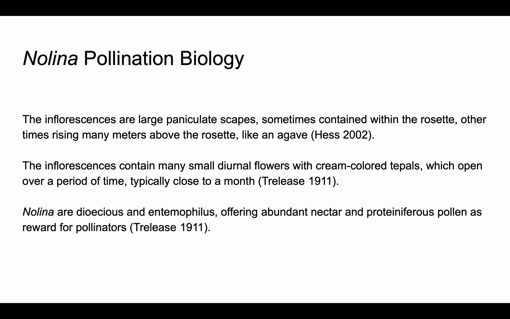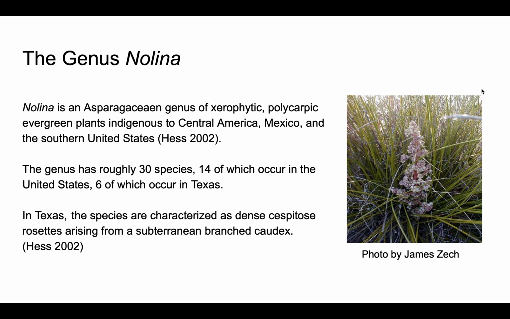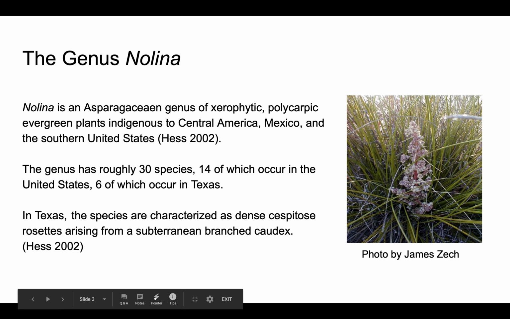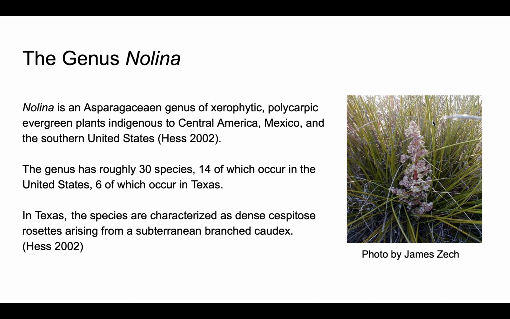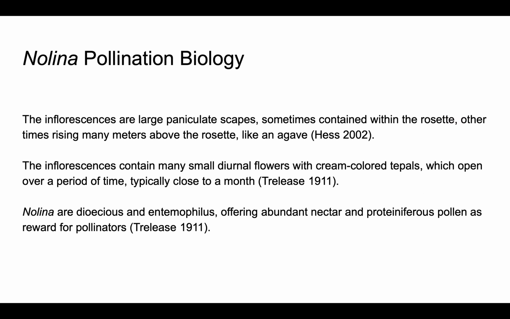So the inflorescences are large paniculate scapes, sometimes contained within the rosette, other times rising many meters above the rosette. So sometimes you'll see specimens that look like this previous photo, where the panicle is roughly the same size as the plant itself and within the plant, and other times it'll appear much more like an agave.